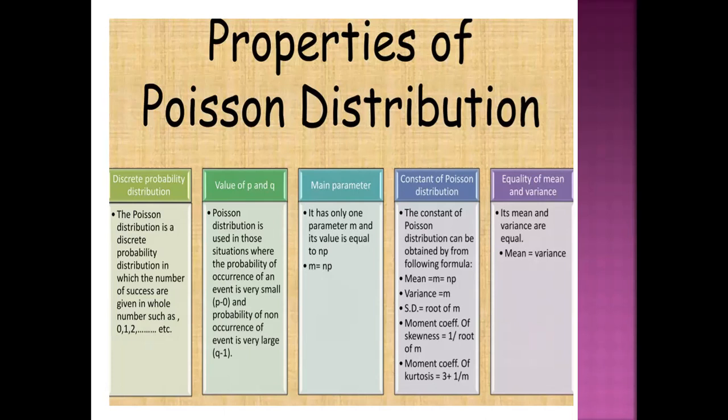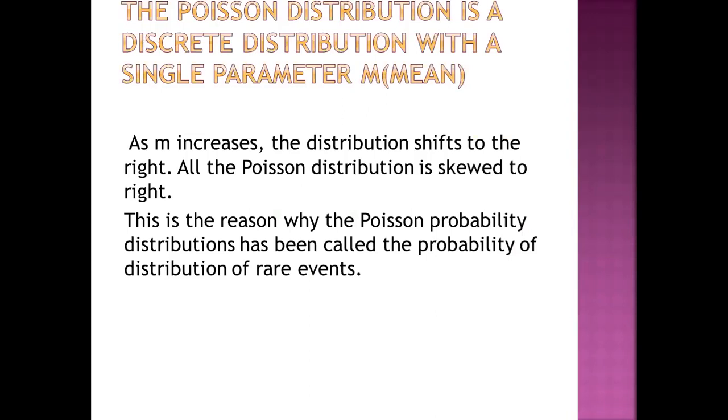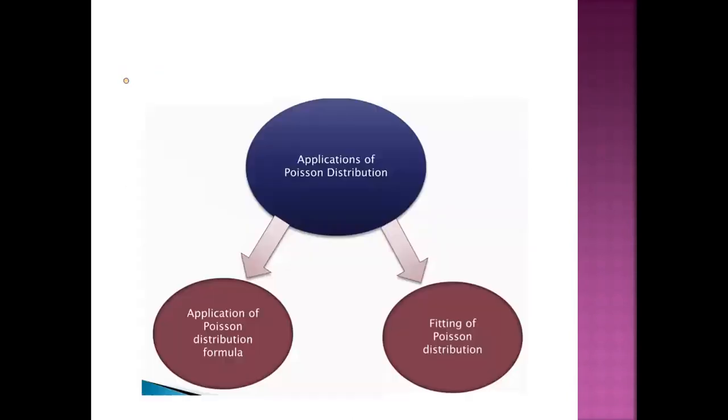So the equality of mean and variance, which means mean and variance are equal in the Poisson distribution. The Poisson distribution is a discrete distribution with a single parameter, which is m. When m increases, the distribution shifts to the right, and the Poisson distribution is skewed to the right. This is the reason why the Poisson probability distribution has been called the probability distribution of rare events. For the application of Poisson distribution, first we have to see the fitting of Poisson distribution, then the application of the formula.